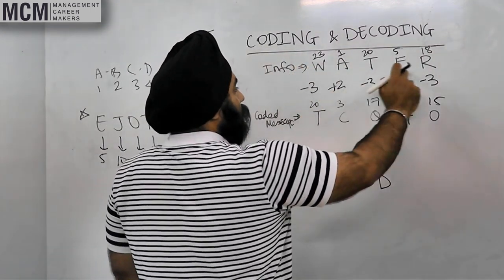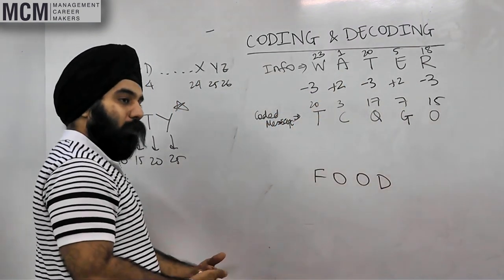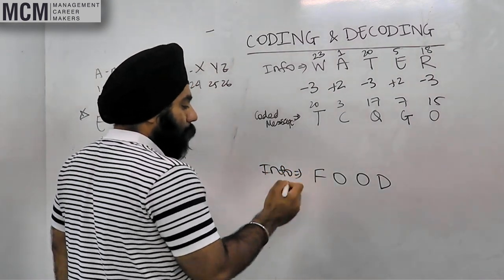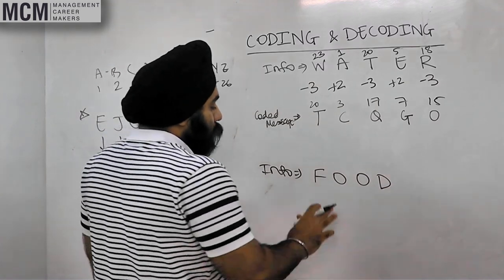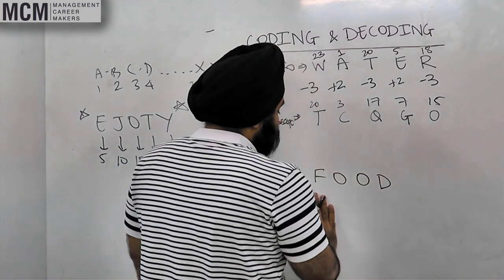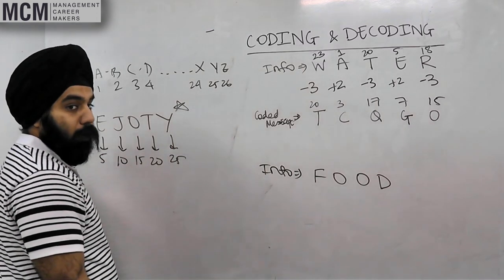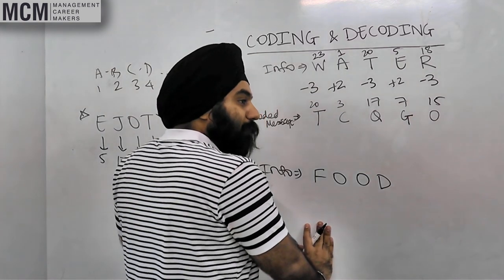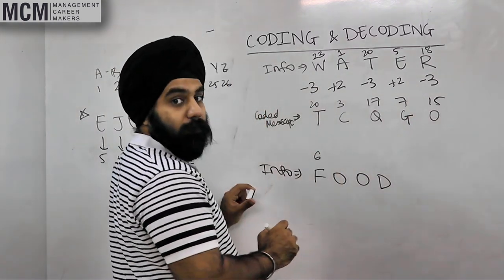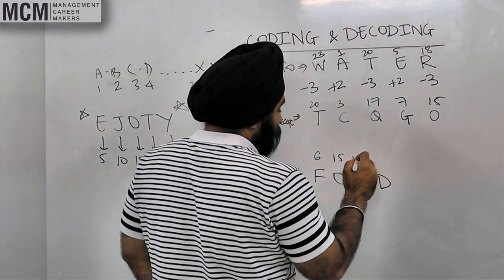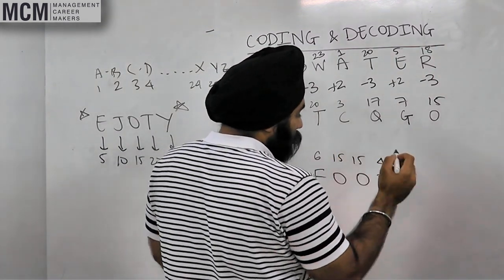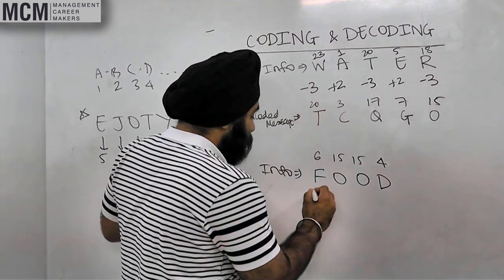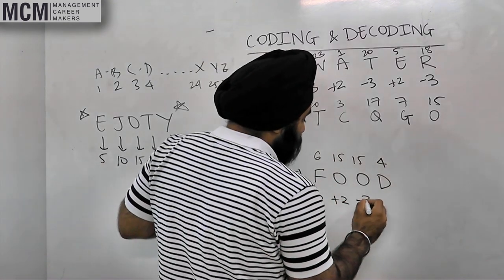Now you coded this word water into this. Now I want to send more information, but using the same code. How will I go about doing that, right? So first, again, I will convert the letters to numeric values, right? What is the value of F? EJOT again, E is 5, F is 6, O is 15, D is 4, right? What is the pattern that is followed? Minus 3, plus 2, minus 3, plus 2.